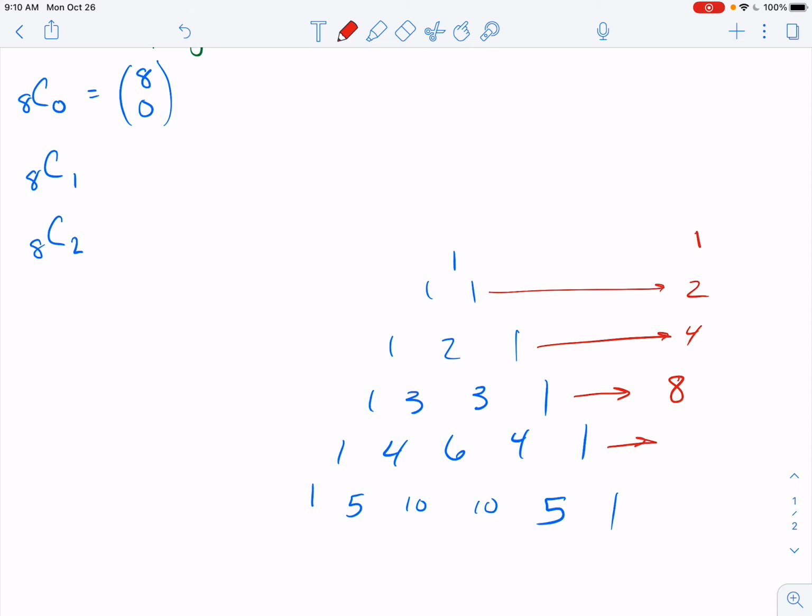We already said that this row is 16. I see 10, 20, 30, 32. Okay, and you might notice that all of these are powers of 2. So this is equal to 2 to the 0. This is equal to 2 to the 1, 2 squared, 2 cubed, 2 to the 4th.